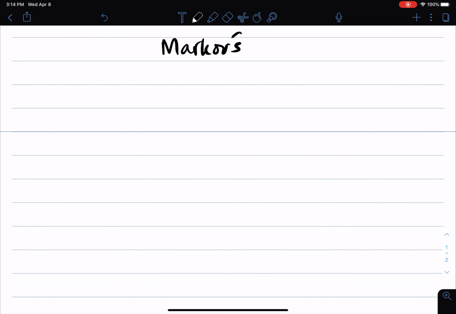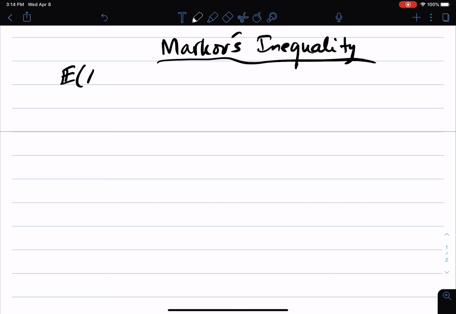Markov's inequality. Okay, and Markov's inequality is very simple, and we can derive it directly here. So let's look at the expectation of x. Remember that the formula for this is that it's the sum over all x's of the value that the random variable takes times the probability.